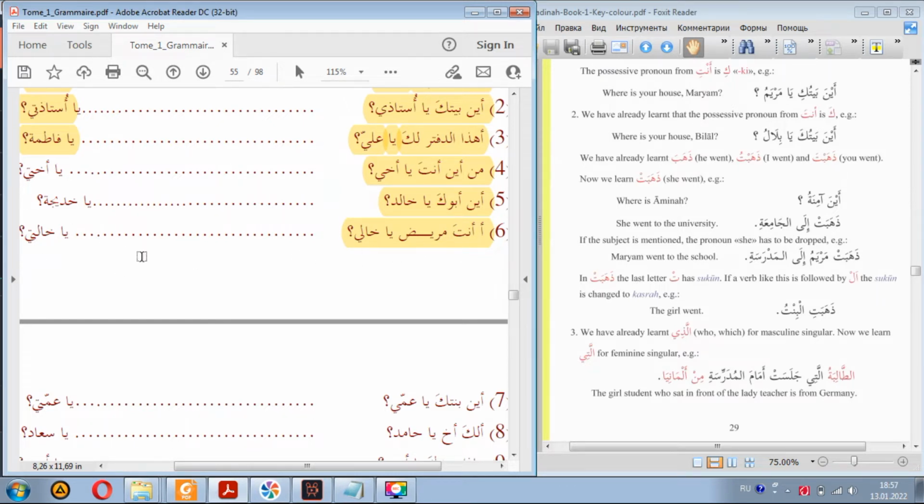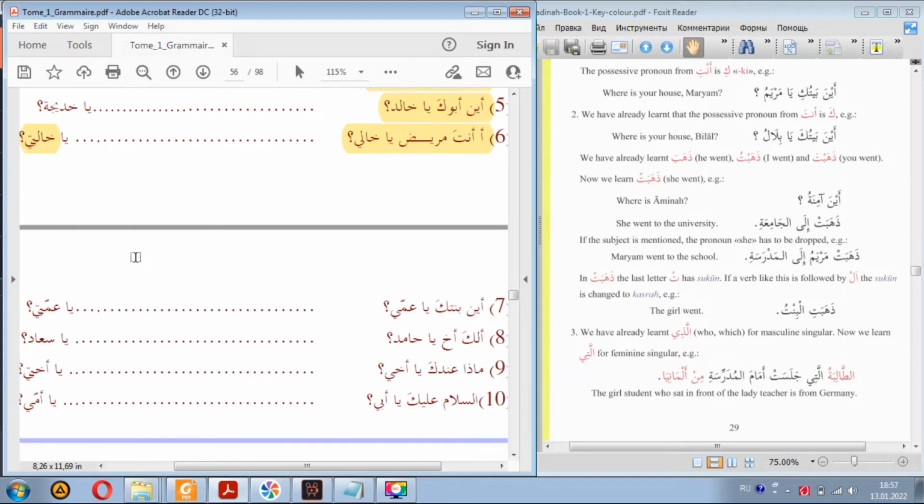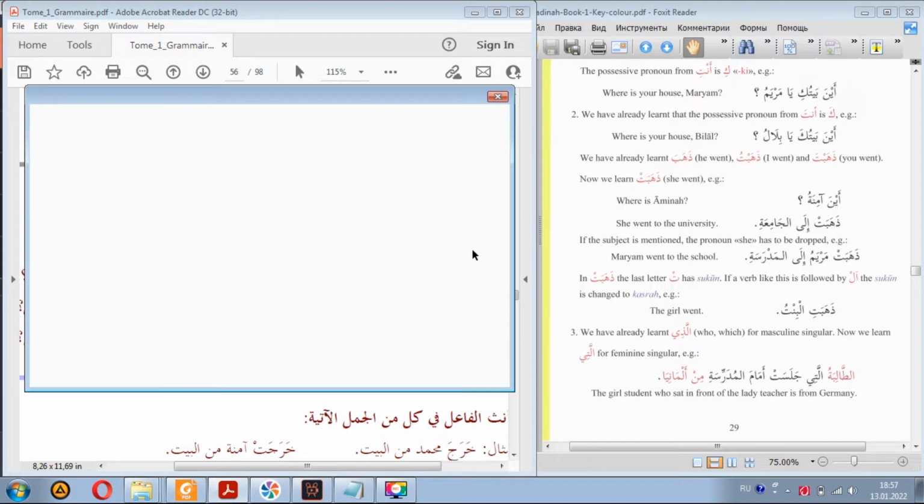أأنتِ مريضة يا خالتي. أأنتِ, because we are referring to a woman. أنتَ is for masculine, and أنتِ for feminine. Therefore, أأنتِ مريضة. We need to add this تاء مربوطة, because مريضة refers to خالتي, and she's feminine, and therefore its quality is supposed to be also feminine. So, أأنتِ مريضة يا خالتي.